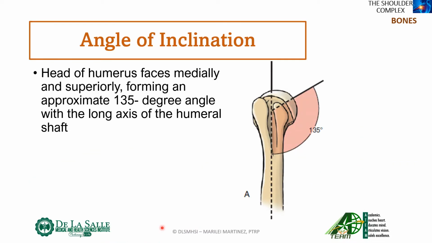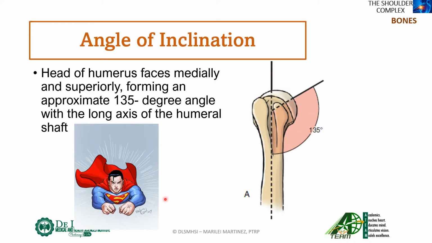Next, we have the angle of inclination. So we have two angles involving the head of the humerus. First is the retroversion and the other one is this, the angle of inclination. So according here, the humeral head faces medially and superiorly. So for me to easily remember the orientation of the humeral head, I think of Superman, because as you can see, for Superman to fly, he has to flex his shoulders. So he has to move his humerus, humeral head, Superman.